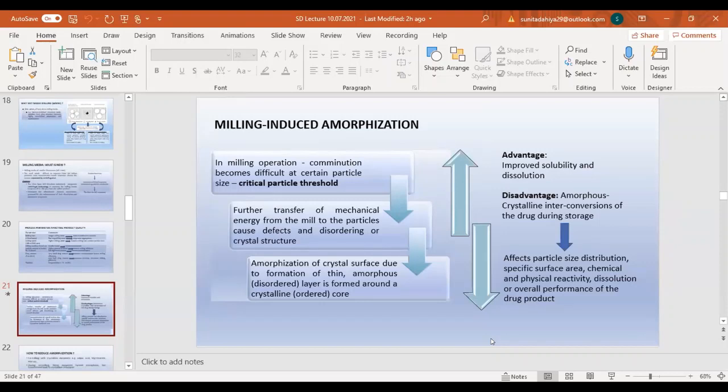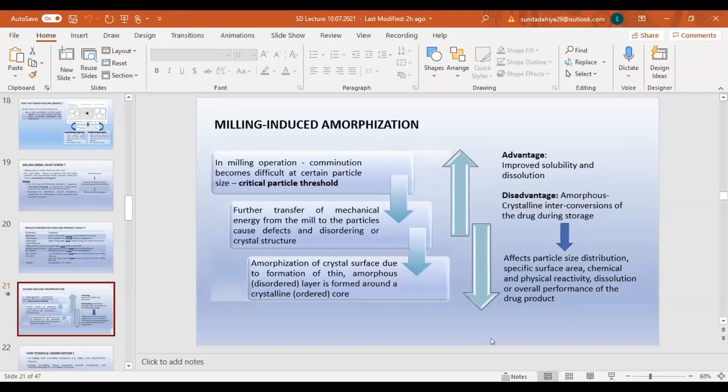So there will be interconversion from the amorphous to the crystalline during storage, which is not desirable, because once there is interconversion from the amorphous toward the crystalline, it will affect many properties like particle size distribution, and that's why the specific surface area, physicochemical properties and reactivity, dissolution, and ultimately the overall performance of the drug product. And that's why we want to reduce it.